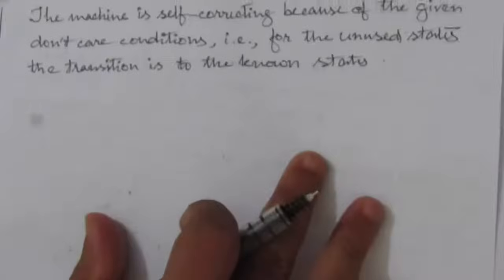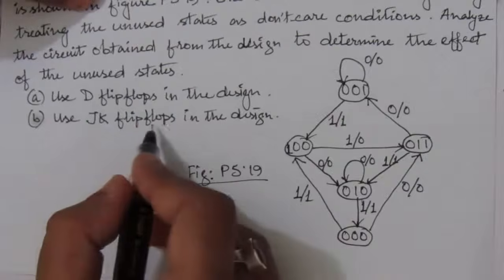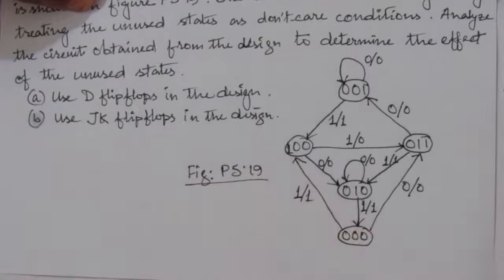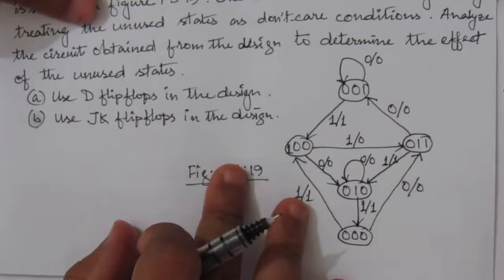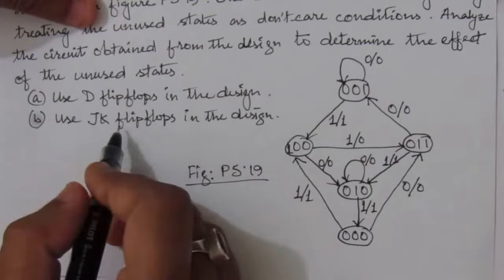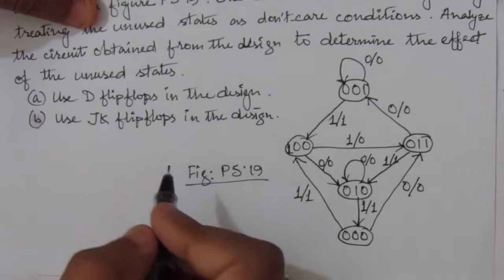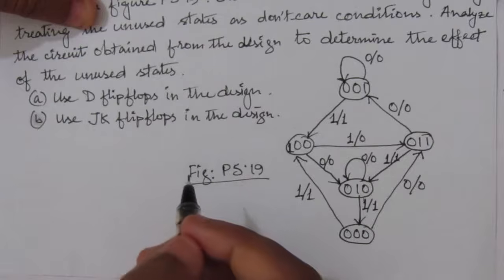Now let us go to the second part of the problem. In the second part, we have to use JK flip-flops in the design. The process will be the same. We have already found out the present state and next state. Now we have to find out the respective JA, KA, JB, KB, JC, KC, and the output Y. After finding these, we will draw the circuit.